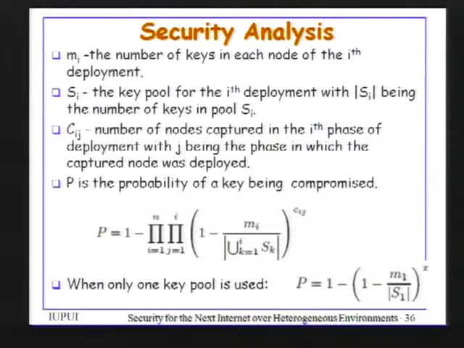Here we have some analysis. I won't go into details. Actually, this is a published paper. You can get it on my web page. The only thing to show you here is the probability of keys being compromised between deployments. As you see in the formula, if the pools of keys have no keys in common, then the probability is much smaller than when you have the same pool of keys.